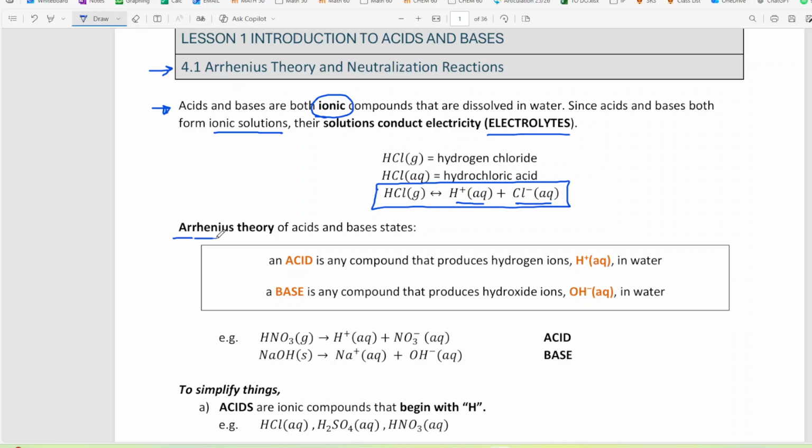So the Arrhenius theory of acids and bases is simply that an acid is any compound that produces hydrogen ions when dissolved in water, and a base is any compound that produces hydroxide ions when dissolved in water.